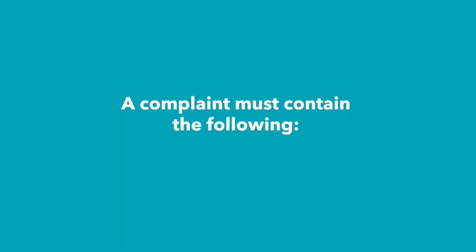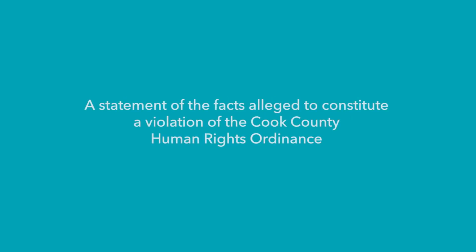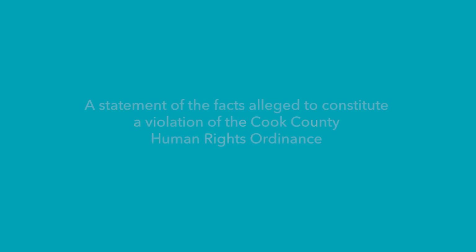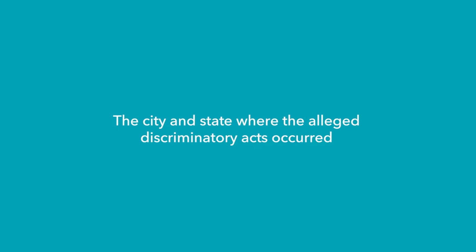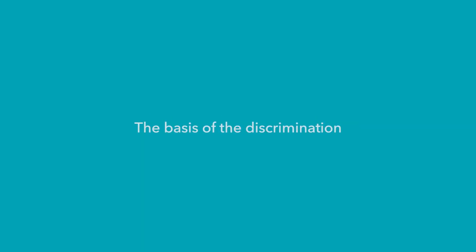A complaint must contain the following: a statement of the facts alleged to constitute a violation of the Cook County Human Rights Ordinance, the date of the alleged violation, the city and state where the alleged discriminatory acts occurred, the basis of the discrimination, meaning how were you discriminated against? For example, being denied a job or promotion despite being qualified because of an individual's sex or sexual orientation would be describing the basis of the discrimination, and the signature of the complainant or their attorney.